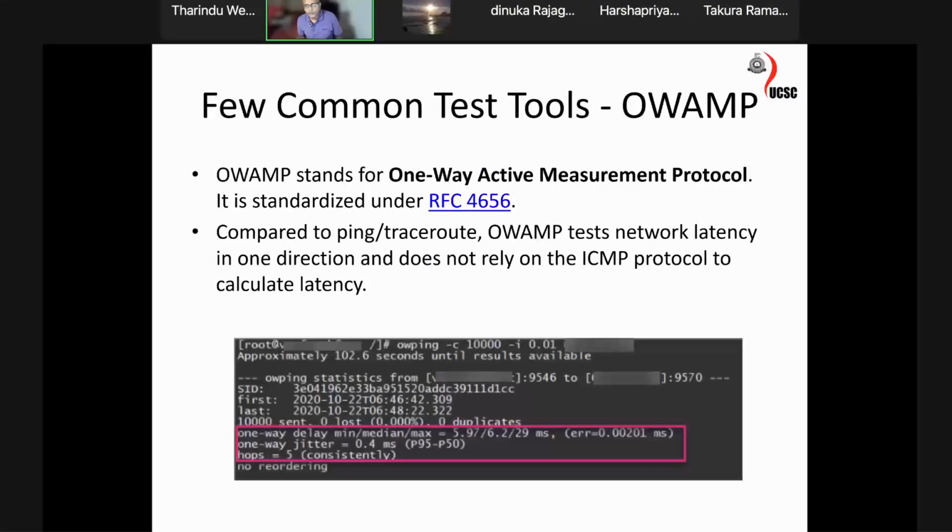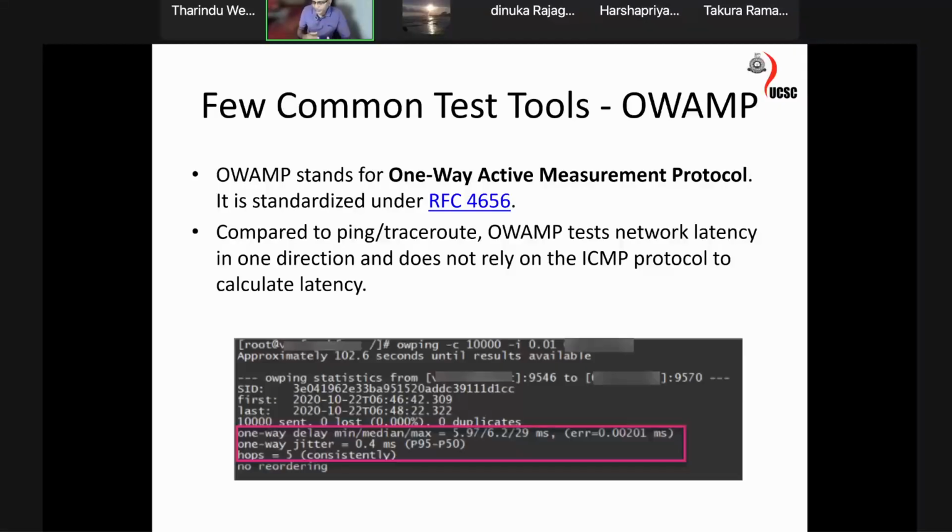Then there are two other troubleshooting applications which are quite useful and standardized, but mostly these are implemented on network devices, and these tools are industry standards. One tool is OWAMP, which means One-Way Active Measurement Protocol. This is defined by the Request for Comments standard 4656, and it is quite a useful tool for measuring one-way delay.